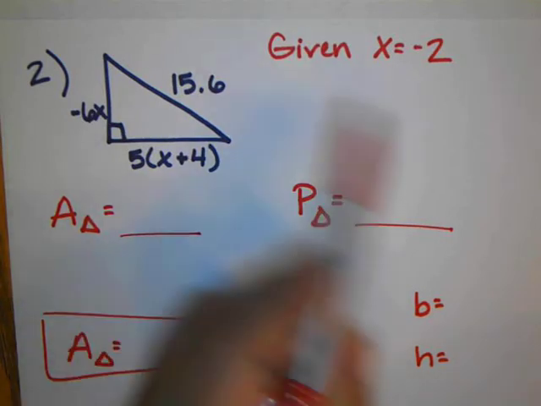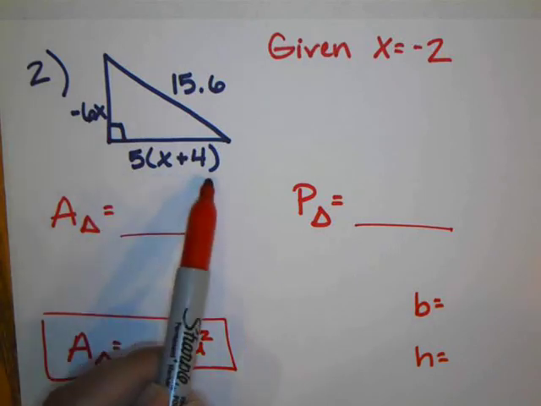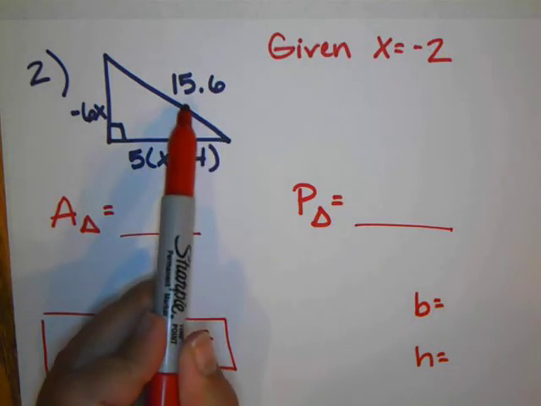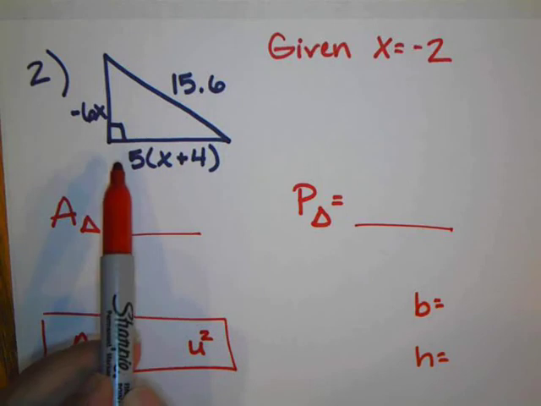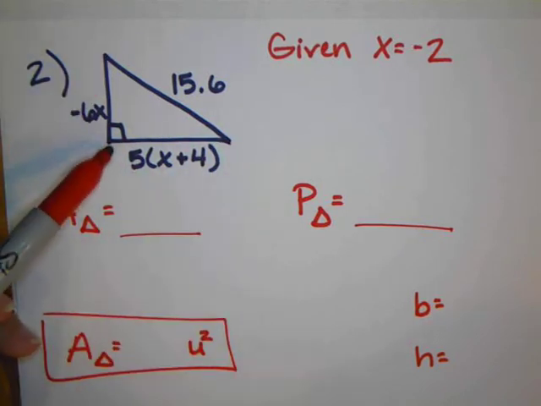So this is what I'm going to be checking. This is negative 6x, 5 times the quantity x plus 4, and the hypotenuse here is 15.6. This is a right triangle, so this is my base, and this is my height.